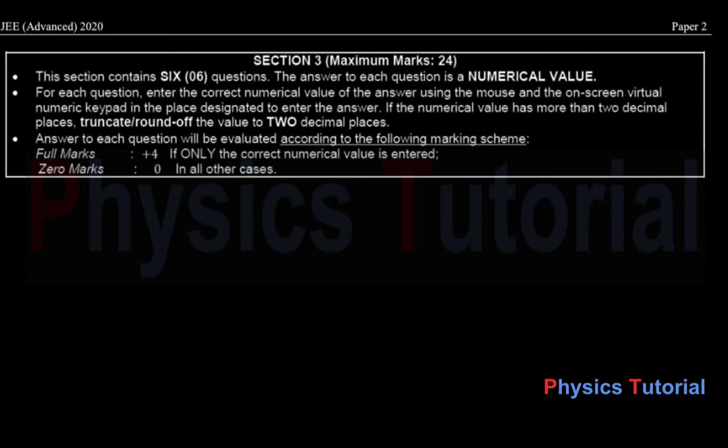This is JEE 2020, Paper 2, Section 3. In this section, there are 6 questions. All of them are numerical value type questions. You have to give your answer up to 2 places of decimals, and you have to round it off, as there is no negative marking over here.